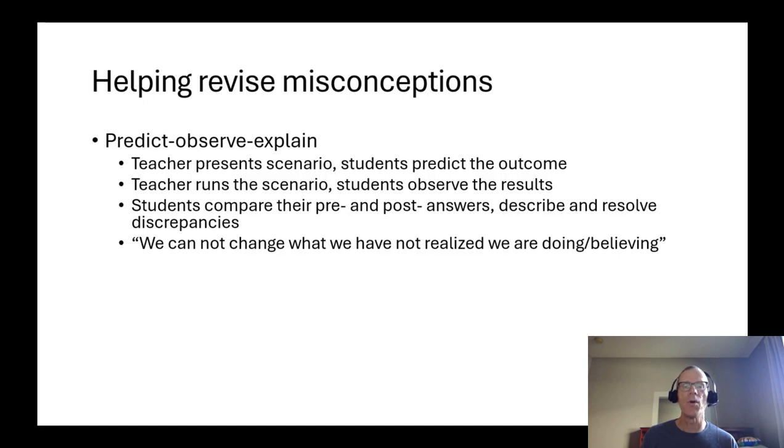And we've got that famous quote that we just learned about 10 minutes ago. We cannot change what we have not realized we are doing or believing. So that's why showing students something, having them predict, because if they don't predict, students and people in general are less likely to pay attention. If you've made a prediction, you've got a stake in the outcome. That's unfortunately why sports gambling is pretty popular, because people feel they have a stake in the outcome.